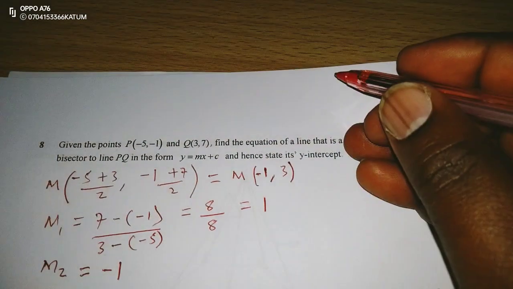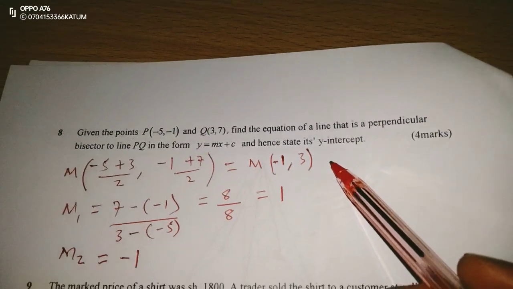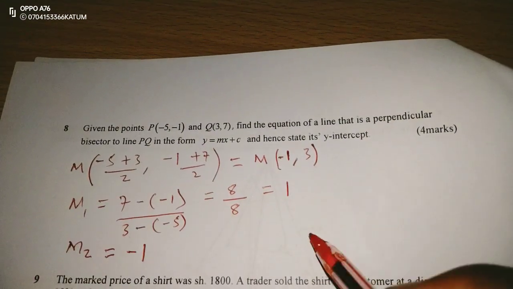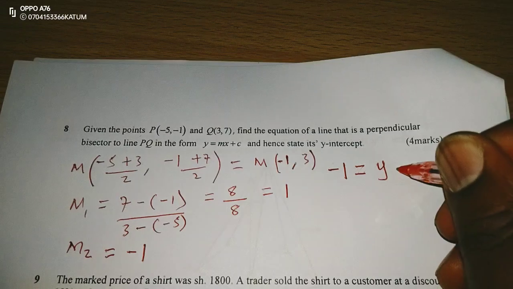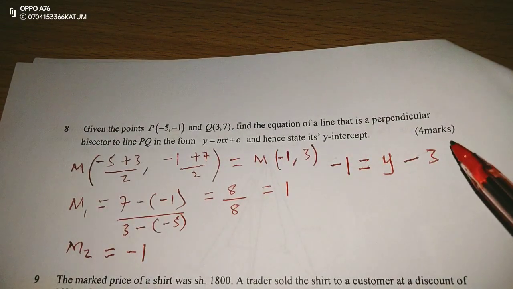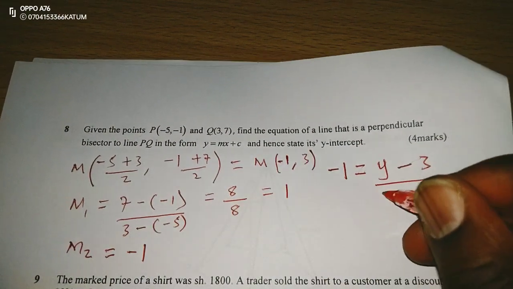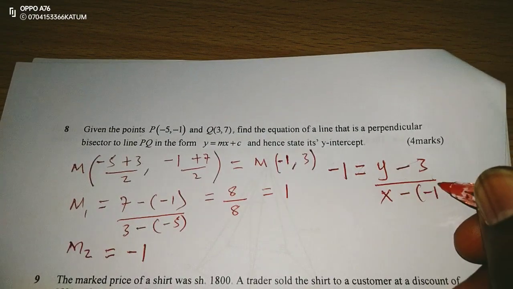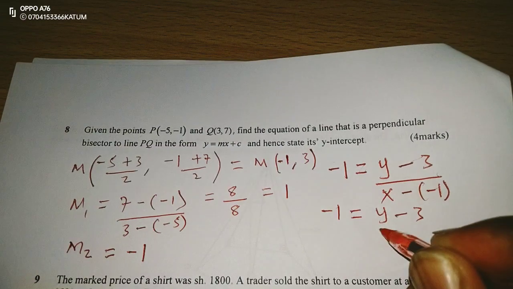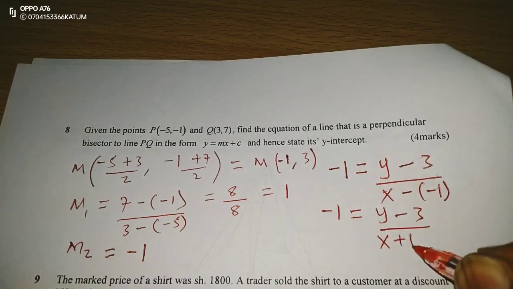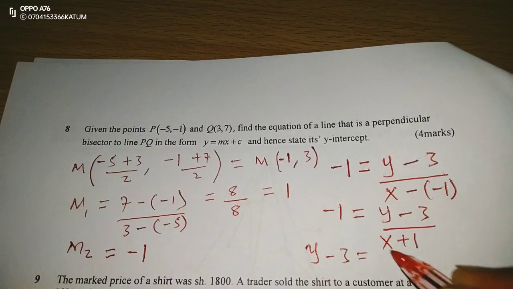So now we're going to express our gradient with the given coordinate of a point where the line passes, and we let another point be (x, y). So we're going to say our gradient, -1, is given by y minus 3, because it's changing y, so we have let another coordinate be (x, y). So y minus 3 divided by x minus -1. So this is going to be -1 equals y minus 3 out of x plus 1. We cross multiply.